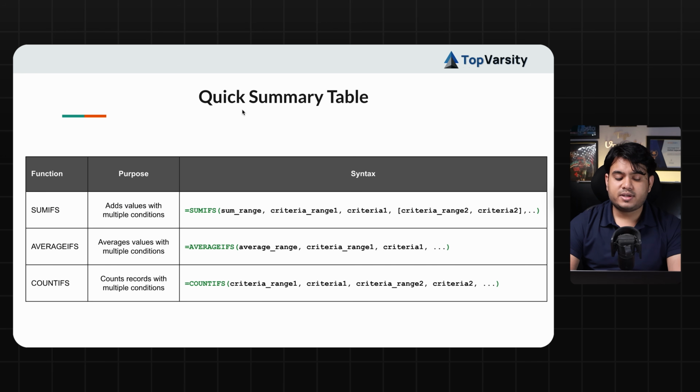Okay, and this is the quick summary about the IFS functions. SUMIFS you will use whenever you want to add values with multiple conditions. AVERAGEIFS you will use whenever you want to average values with multiple conditions, and COUNTIFS you use when you need to count records with multiple conditions. The syntax is very simple: you start with the SUMIFS formula and mention sum range, criteria range 1, criteria 1, criteria range 2, criteria 2, criteria range 3, criteria 3, and so on. Similarly for AVERAGEIFS you write AVERAGEIFS, then average range, criteria range 1, criteria 1, criteria range 2, criteria 2, criteria range 3, and criteria 3.